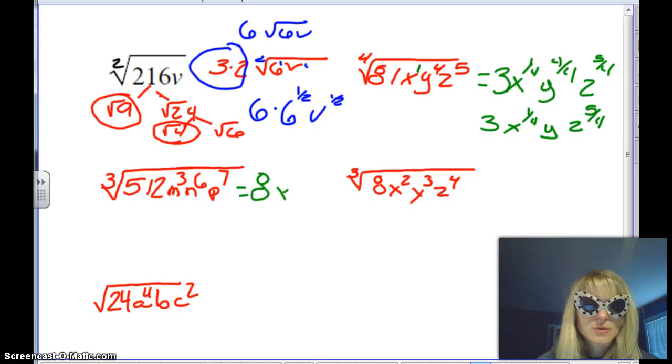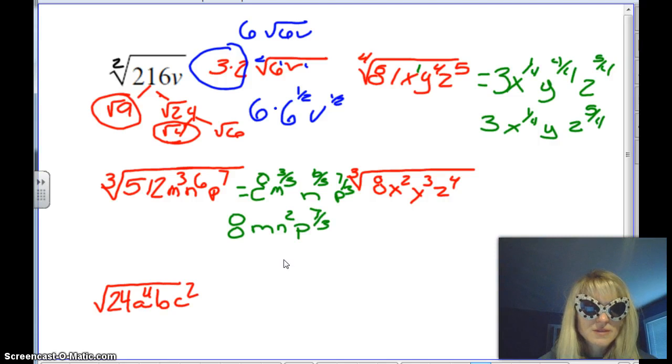Then I want to do my exponents. So it's m, exponent 3, root 3, so that's 3 over 3. n, 6 over 3. And p, 7 over 3. Then I'm going to simplify. 3 over 3 is 1, so it's just m to the 1. 6 over 3 is 2, so it's n squared. And then p is just going to be 7/3. There's no fixing that. So that's my final answer.